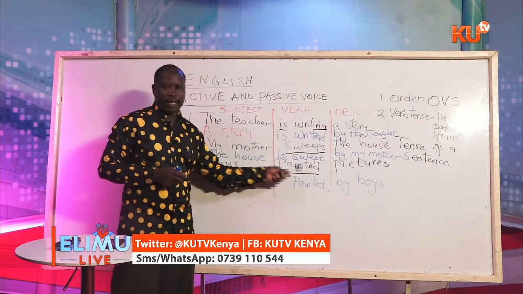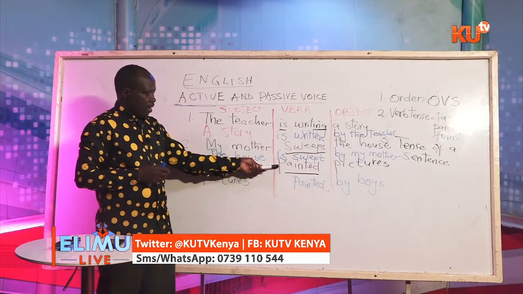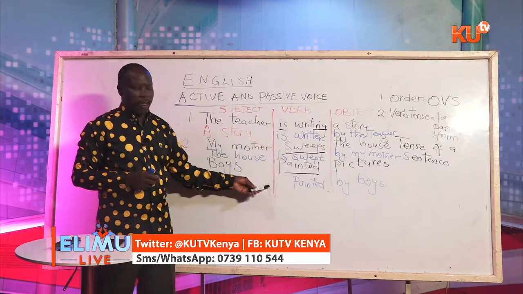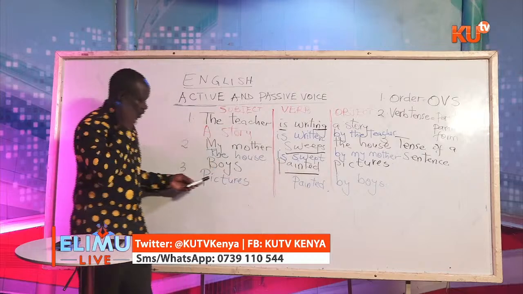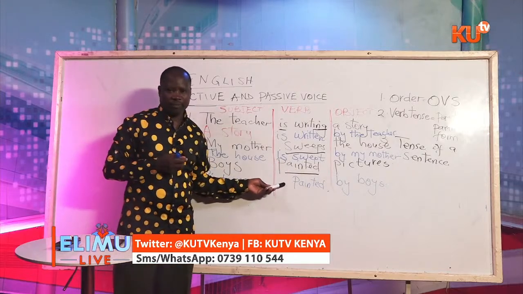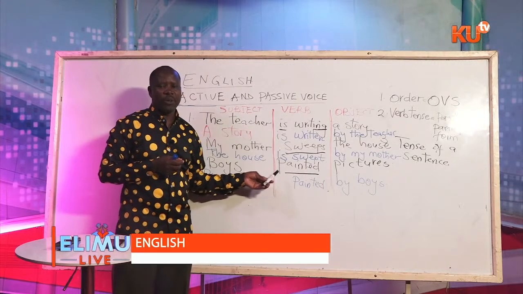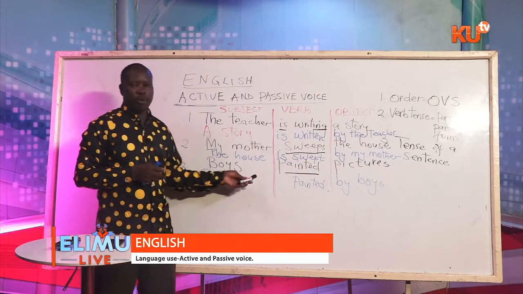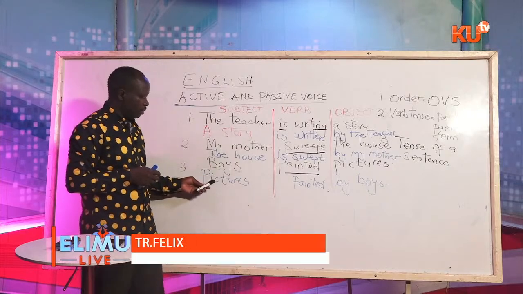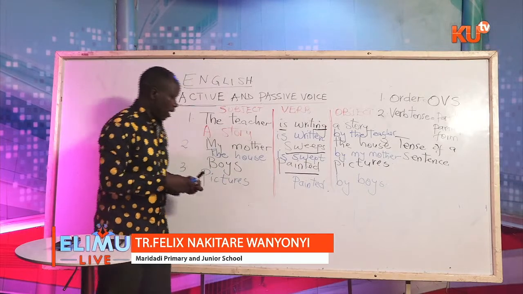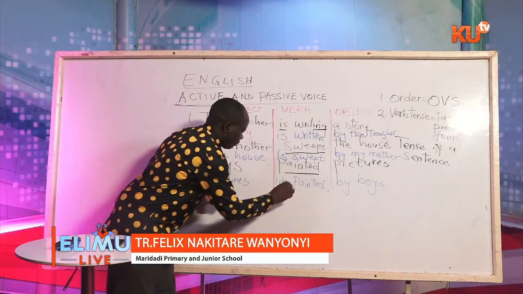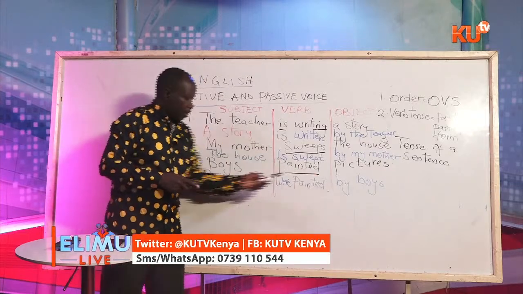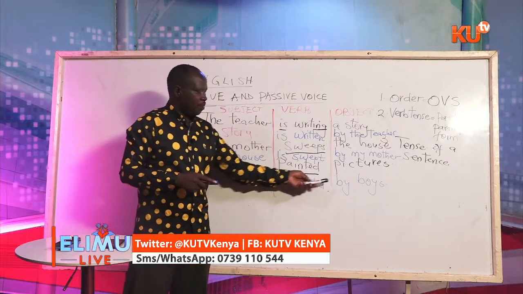Past simple tense. And in past simple tense, as we shall see these helping verbs, the way they change, we shall see that in the next step. In past simple tense, if the object is singular, we use was. And if the subject is plural, we use were. So the word pictures is plural, so we don't use was. The word pictures is plural, so we use were. And we say, pictures were painted by boys.